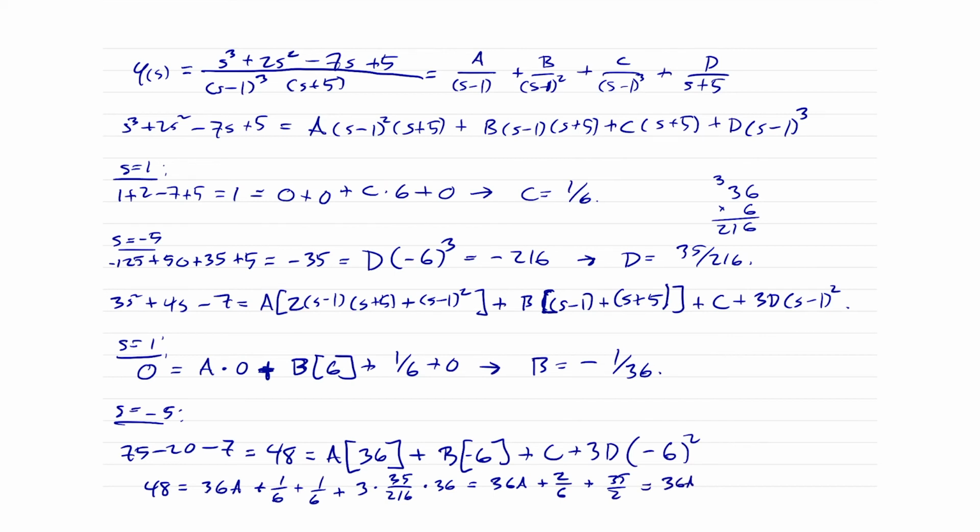Anyway, so we get 36a plus 2 over 6, and then I get plus 35 over 2, but if I want to make that over 6, it's going to be 105 over 6. And this should be equal to 48. So let's keep going. Copy that, go to the next page, paste this, and let's see what we got.